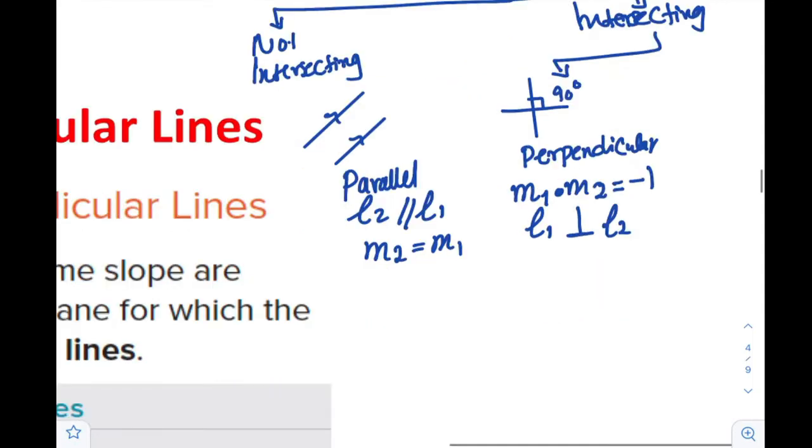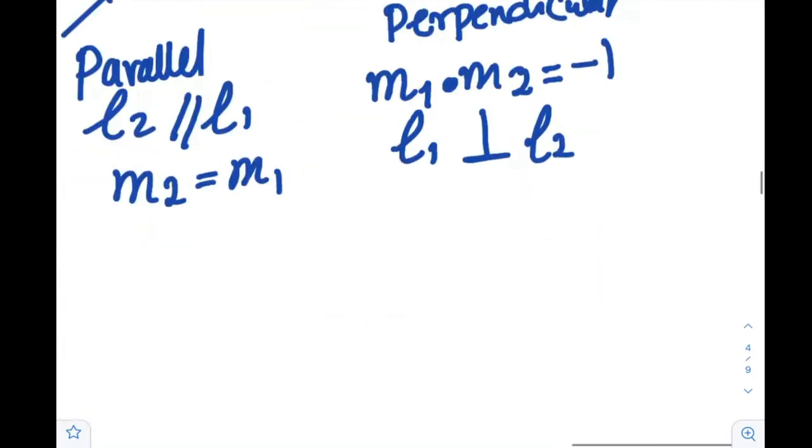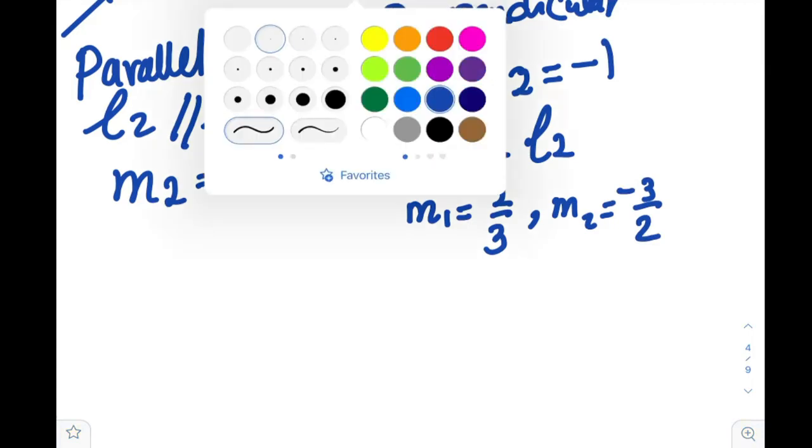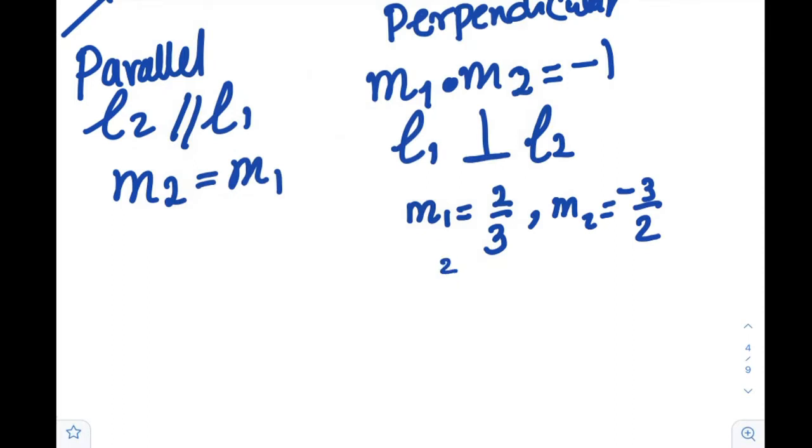Let's take an example. If you know that the lines are perpendicular and the slope of the first line is 2/3, then what will the slope of the second line be? You flip it and reverse its sign. If you want to check, multiply 2/3 times -3/2 and it will be -1. So every time it is the same thing: flip the denominator and numerator and reverse the sign.